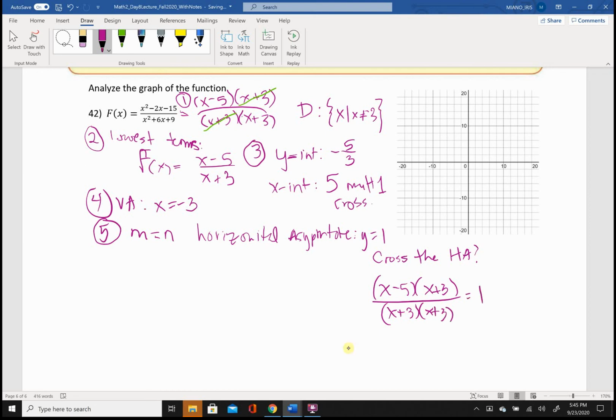Now you'll multiply both sides by x plus 3, so it's x minus 5 times x plus 3 equals x plus 3 times x plus 3. And then you can cross out the common x plus 3's, and then you'll ask yourself, is x minus 5 ever going to be equal to x plus 3? Well, no, because if that were the case, you would have negative 5 equal to 3. They are not equal, so no crossing.